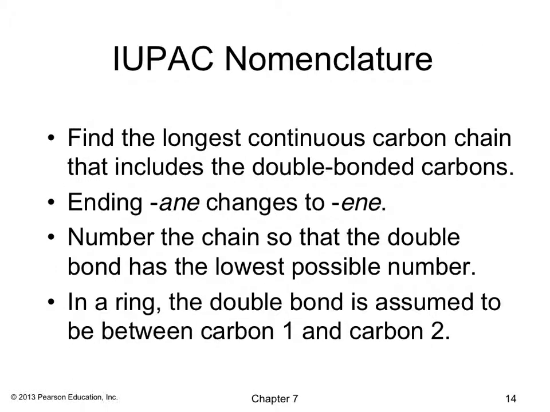IUPAC. You've talked about IUPAC a number of times. In terms of alkenes, you want to find the longest continuous carbon chain that includes the double bond. Instead of ane, you want to change that ending to ene. And then you want to number the chain so that the double bond has the lowest possible number. In a ring, the double bond is assumed to be between carbon 1 and carbon 2.